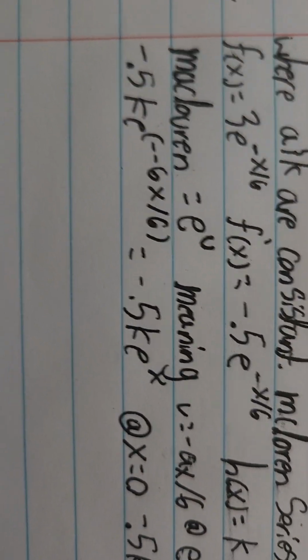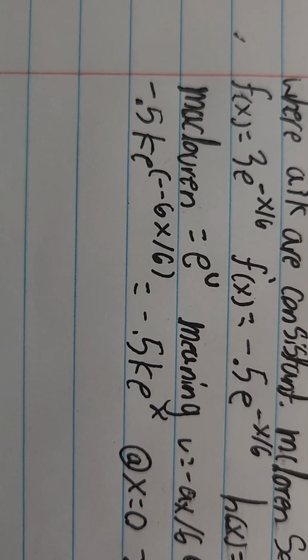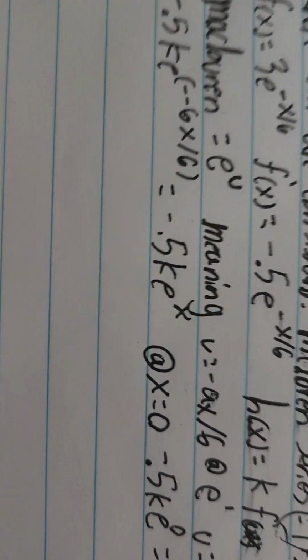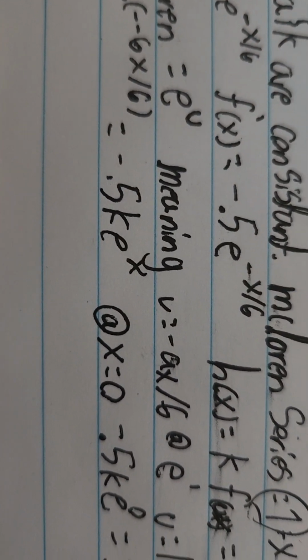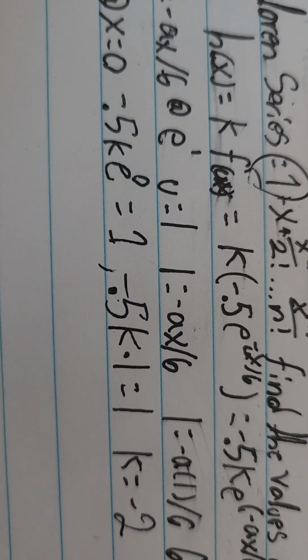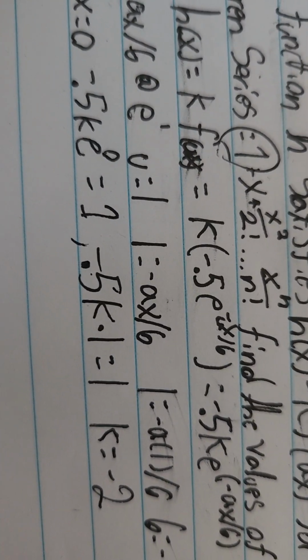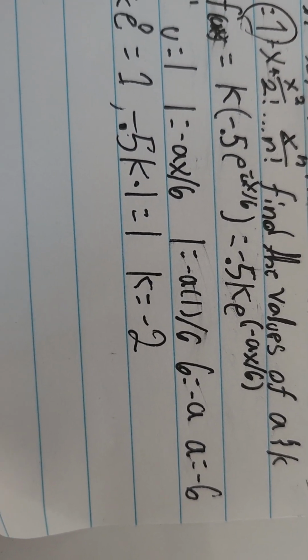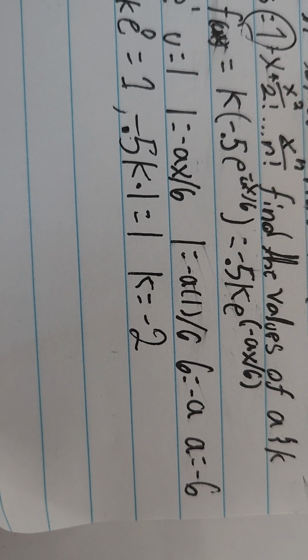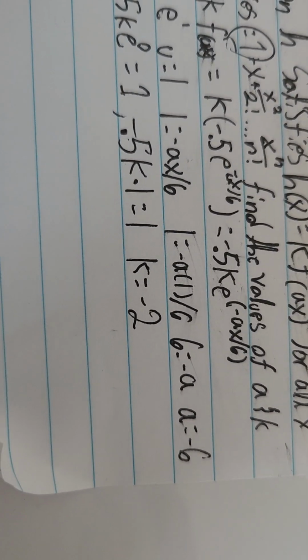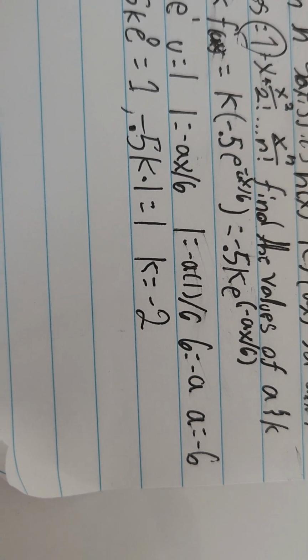Then plugging in your -6 from before, you get 6 divided by 6 canceling out, which is -0.5k e to the x. At x equals 0, you get -0.5k times 1 equals 1. So to find k, you have to multiply by -2. And then you find k equals -2, a equals -6. Sorry for sounding flustered explaining all this, but I'm not a teacher and I'm bad at it.